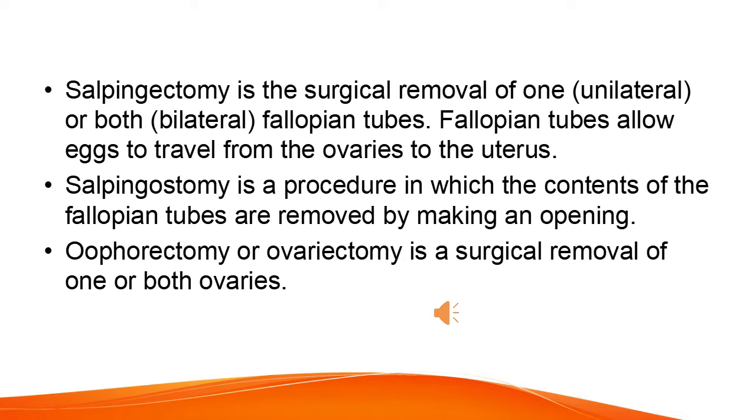Salpingectomy is the surgical removal of one, unilateral, or both, bilateral, fallopian tubes. Fallopian tubes allow eggs to travel from the ovaries to the uterus. Salpingostomy is a procedure in which the contents of the fallopian tubes are removed by making an opening. Oophorectomy or ovariectomy is a surgical removal of one or both ovaries.